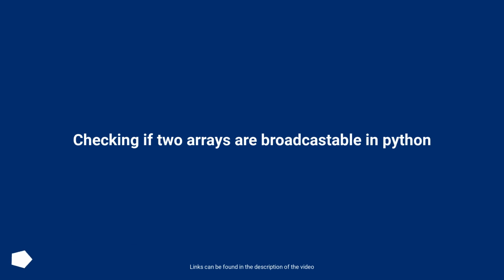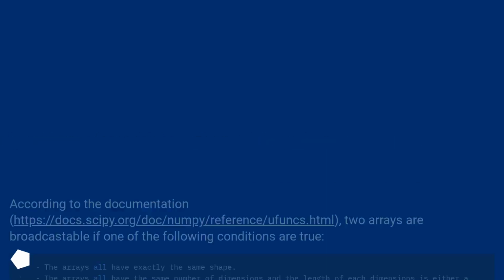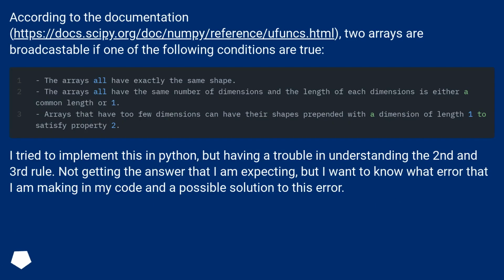Checking if two arrays are broadcastable in Python. According to the documentation, this URL, two arrays are broadcastable if one of the following conditions are true. I tried to implement this in Python, but having a trouble in understanding the second and third rule. Not getting the answer that I am expecting, but I want to know what error that I am making in my code and a possible solution to this error.